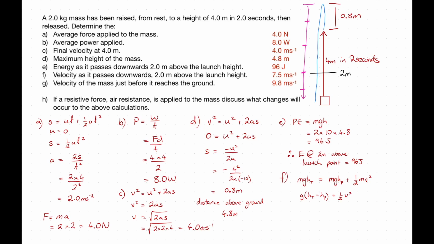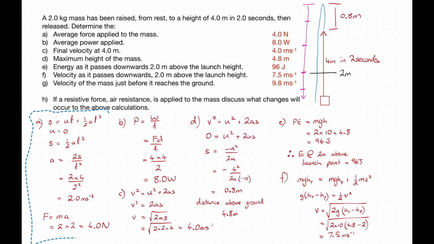So that means our velocity is then going to be equal to the square root of 2g times our difference in height. So our height at the top minus the height at some point. And that is going to get us the square root of 2 times 10 outside of our 4.8 minus our 2 meters above the launch height, which should get us the value of 7.5 meters per second.